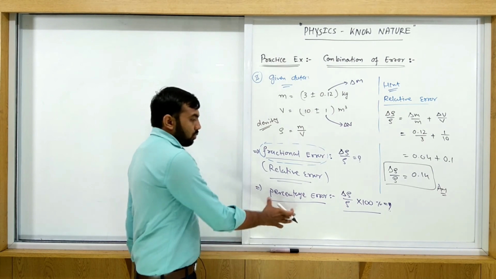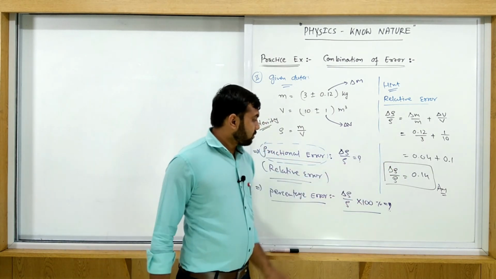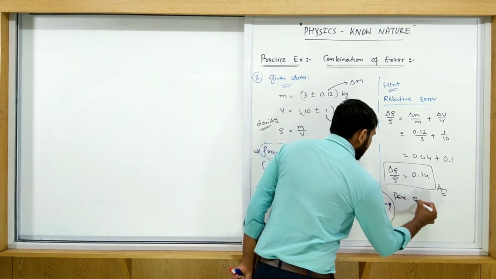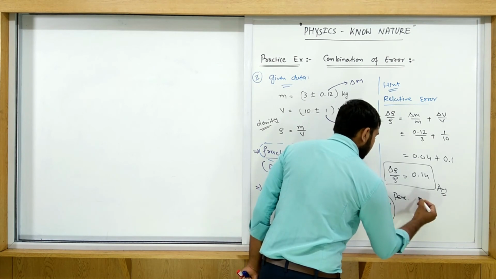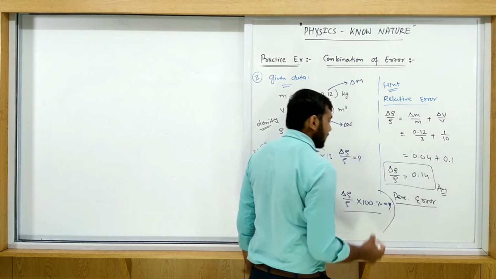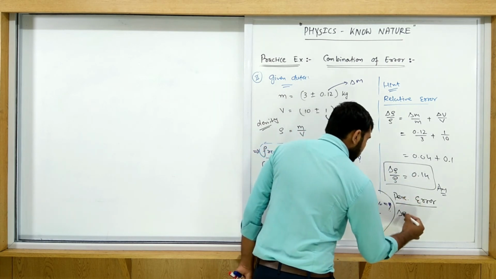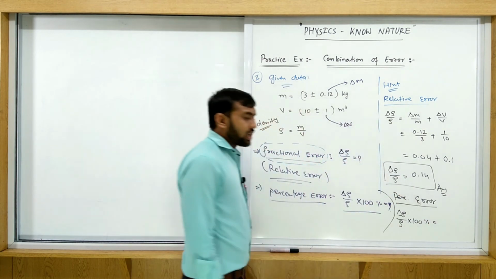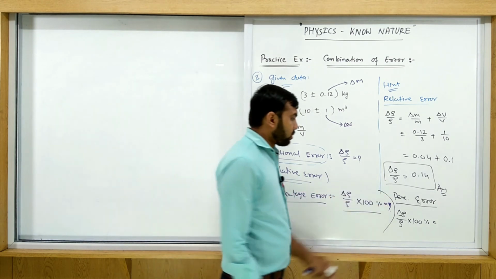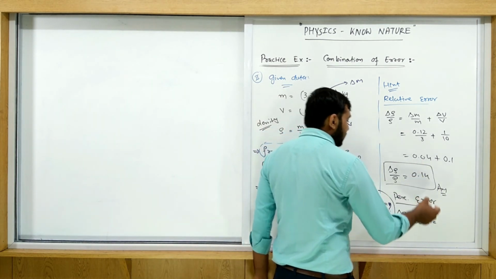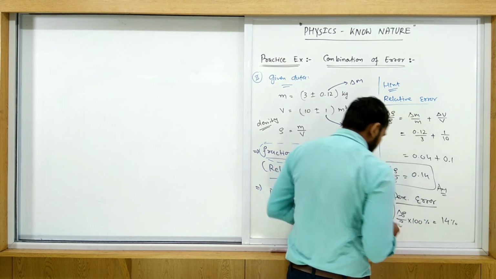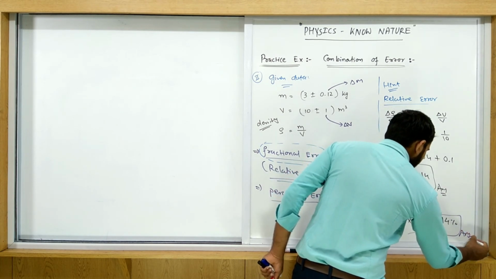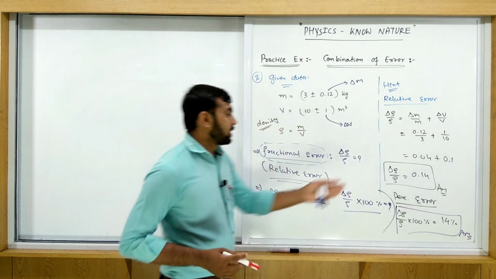Second answer, what do we want? Percentage error. So you just multiply this by 100 percent. So this answer is equal to what? Percentage error. So multiply this answer by 100. So delta rho upon rho multiplied by 100%. So multiply 0.14 into 100, and your answer is 14%. That is the second answer. So we get these two answers here. First one is 0.14, second one is 14%.